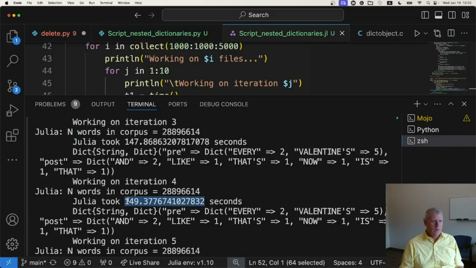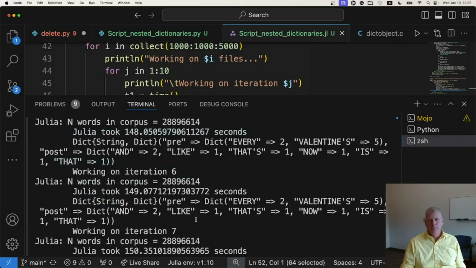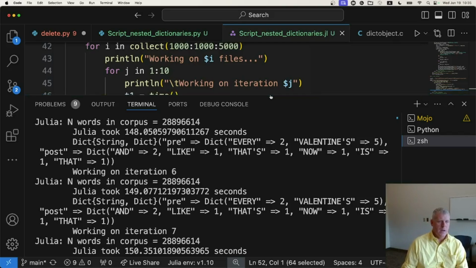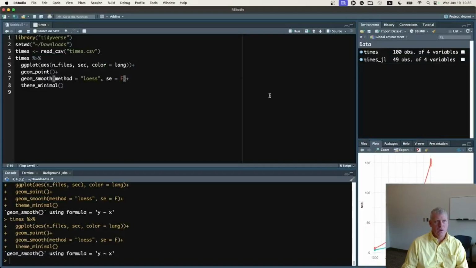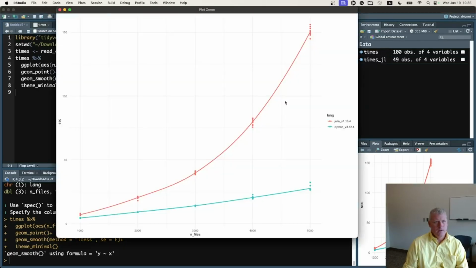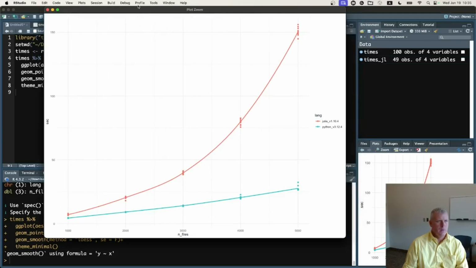144 seconds, 149, etc. So I had both Python and Julia write out to a CSV file. So let's go take a look at a plot of the results with our old friend R. And let me see if I can just plot this up right this second. And let's zoom in. There we are. Make this a little bigger.